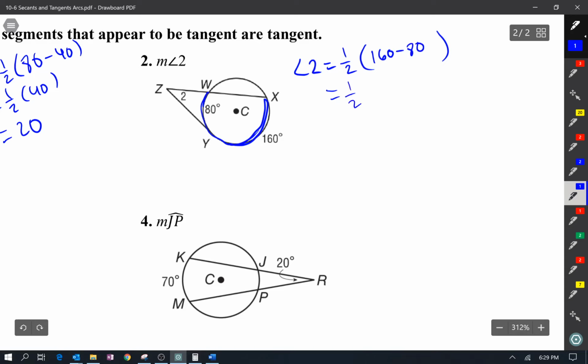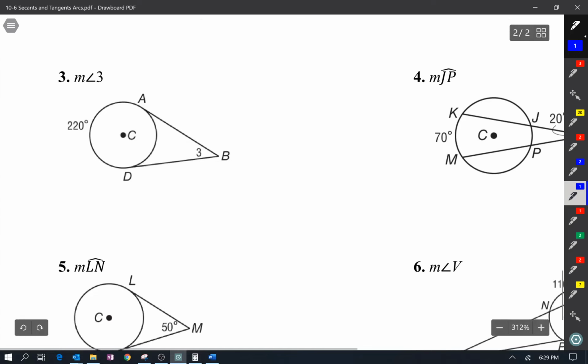So that's half of 80 if you do the algebra, and half of 80 is 40. So angle 2 is 40 degrees. All right, next one. How about this one?